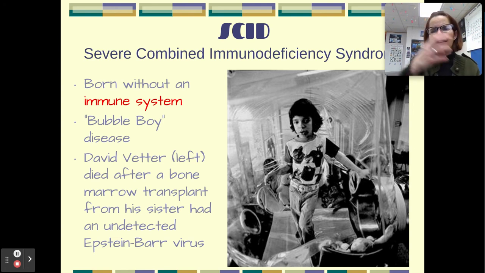And so they accidentally transferred some virus to David. The procedure is actually successful. It is possible to do a bone marrow transplant, and that's how we treat kids with SCID nowadays. But his immune system had not had time to develop, and the virus got to him faster than the immune system could grow, and so he ended up dying. It was a very sad story.